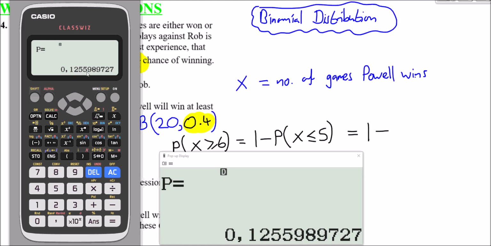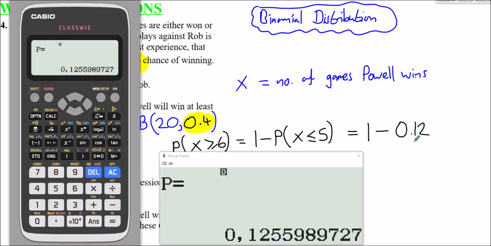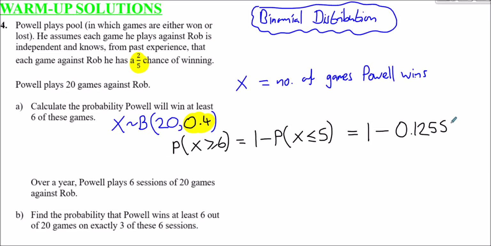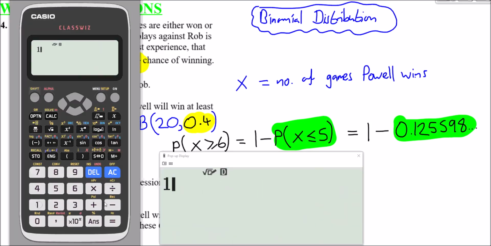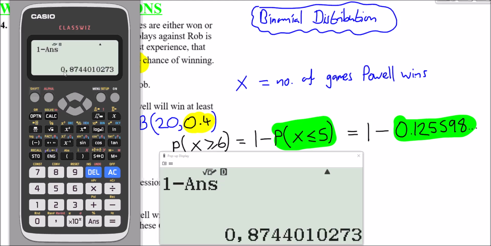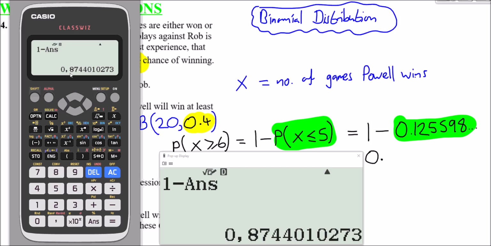We get 0.12559 and so on. So it's 1 minus 0.125598, which was this value here. So now we can see what this is. If I go back to normal mode, press 1 minus that answer I just worked out, and get 0.874. In fact, I can give it to more decimal places if I want. I'll give it to 4 dp, 0.8744.